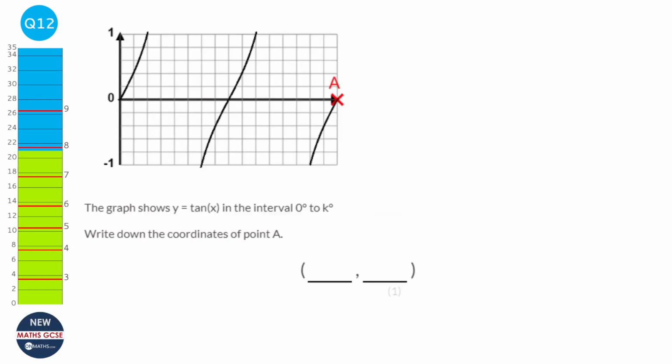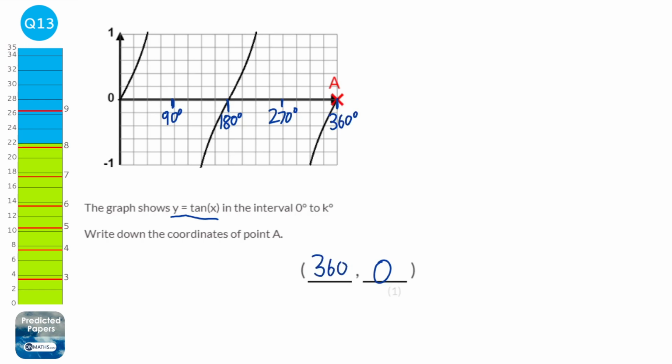So looking at the graph straight away, we know that the y-coordinate of point A is 0. And we're told that it's y equals tan x, and you just need to know the graph y equals tan x. And if you know the graph, we know that that will be 180 degrees. We know the point at which both of these lines will be going towards would be 90. This point here will be 270. And so therefore this point will be 360 degrees. So it's going to be 360, 0.